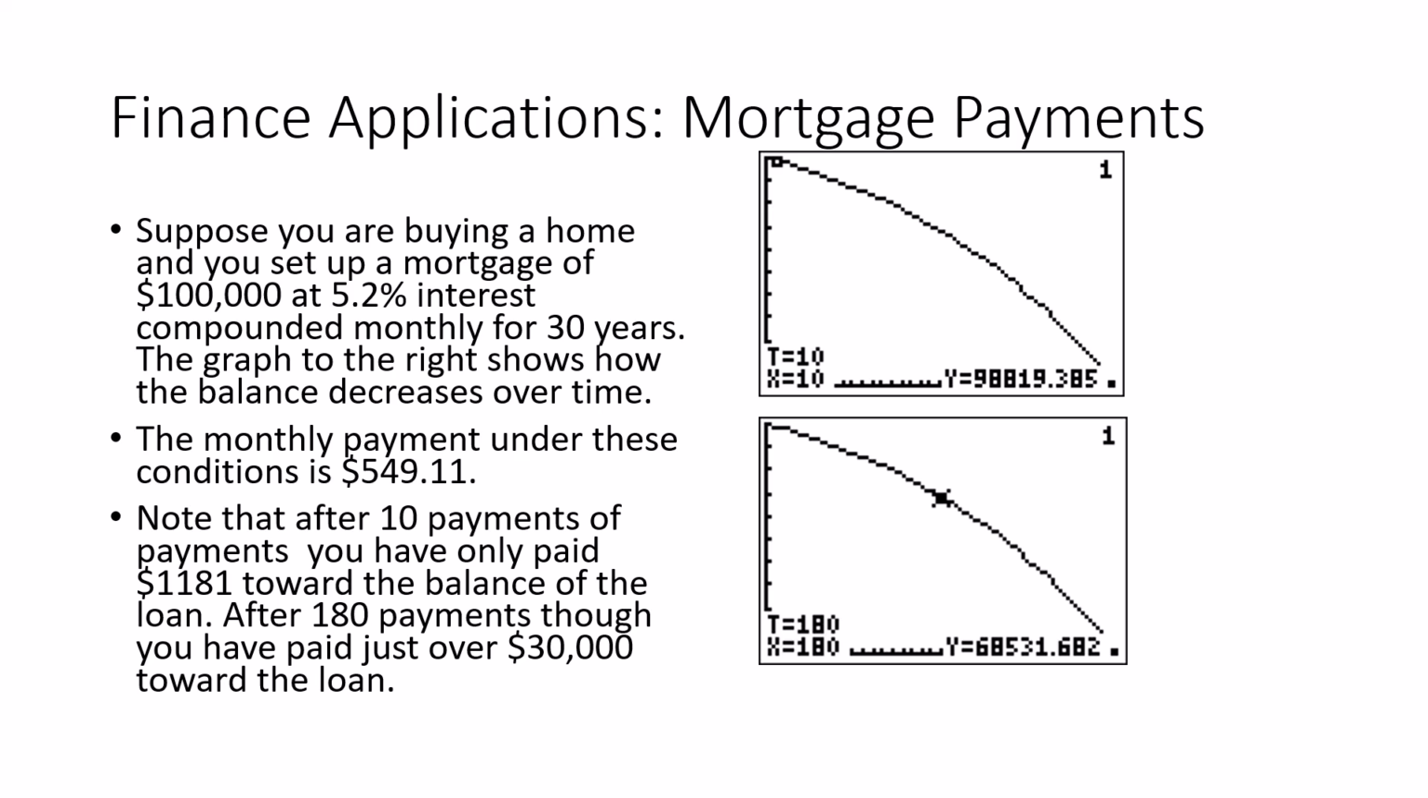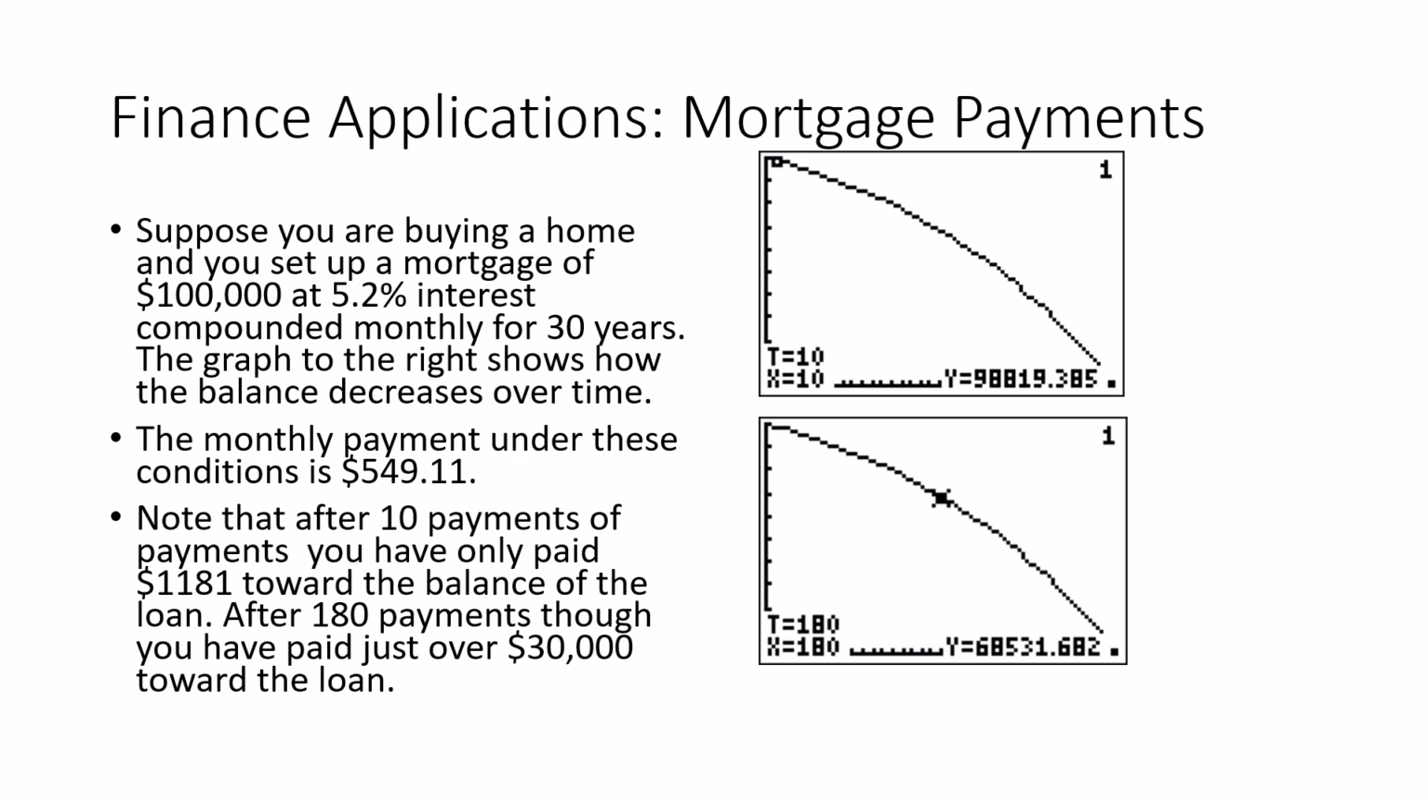Now the graph here says that T equals 10, X equals 10, and then Y equals $98,819 and about 38 or 39 cents. So what this is saying is that after 10 payments, you have paid $1,181 toward the balance of the loan. The rest of that money has gone toward interest.